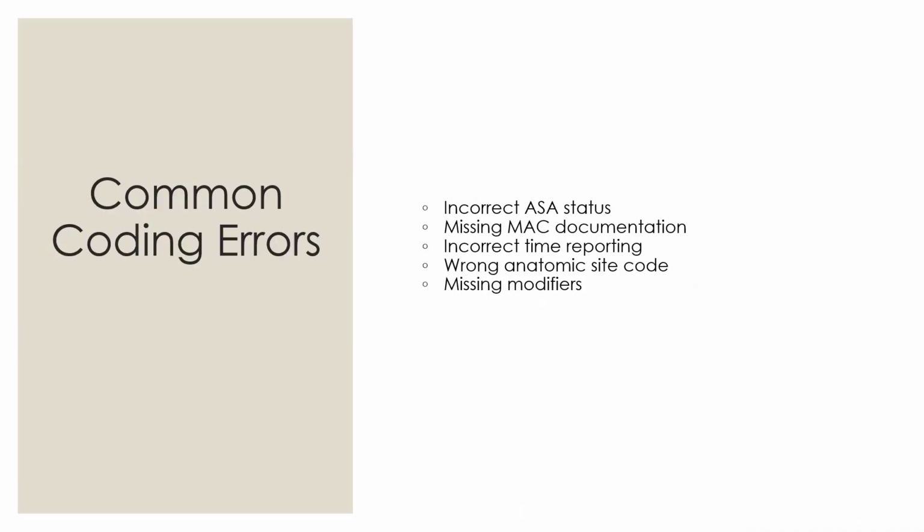Some common coding errors in anesthesia are, again, the incorrect ASA status modifiers, missing MAC documentation, incorrect time reporting, wrong anatomic site code, and missing modifiers. These errors can lead to claim denials or underpayment. Regular audits help maintain compliance.